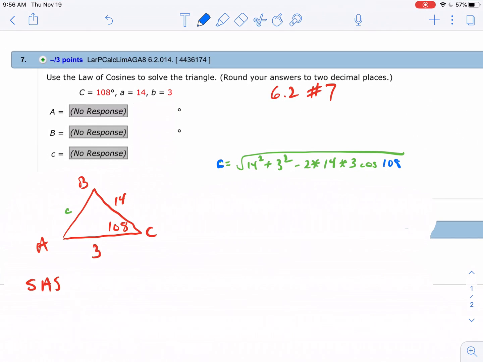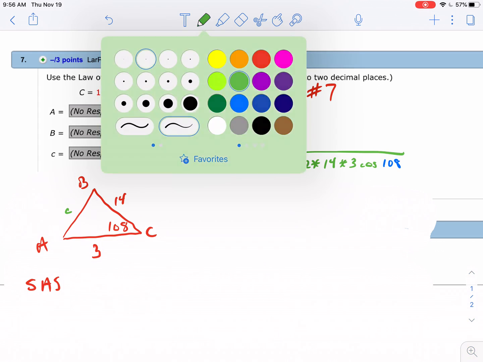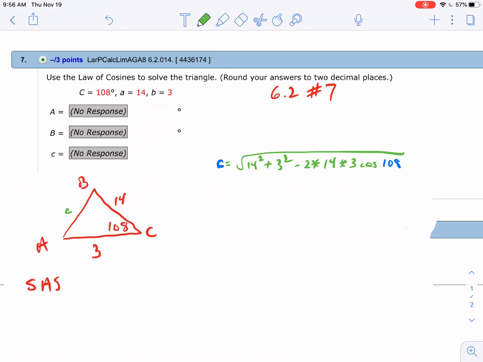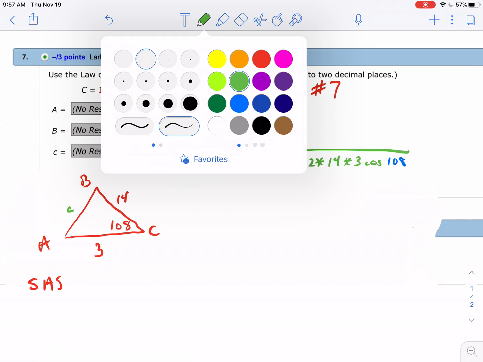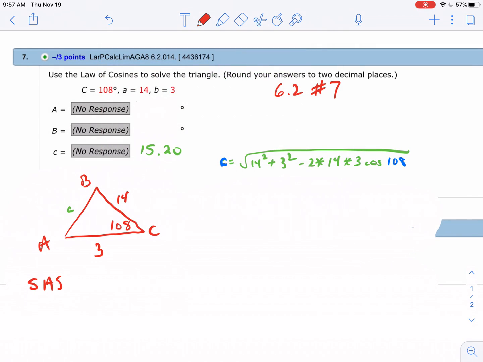So this is 15 point, I should make that green, 15.20. Now notice there's no degree bubble back here because it's the length of a side. Up here they have the degree bubbles for us, so we know those are angles. So it doesn't matter what angle you find next. Let's just go ahead and find angle A.